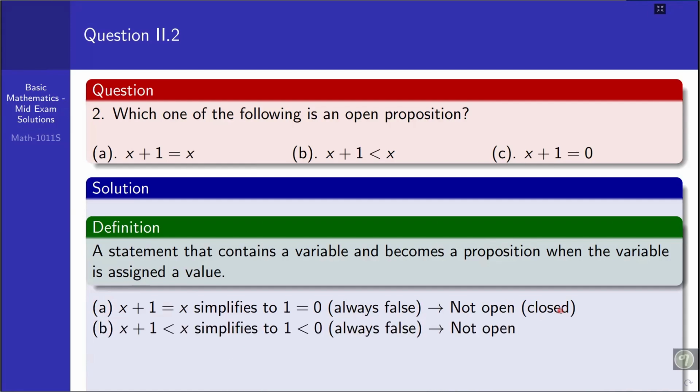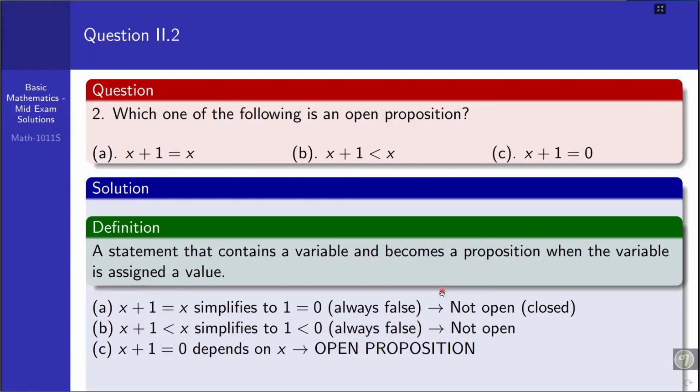Similarly, the second one, x plus 1 less than x, can be simplified as 1 less than 0 by subtracting x from both sides of the inequality, which is always false again. Therefore, this statement is also not open, rather it is a closed proposition.